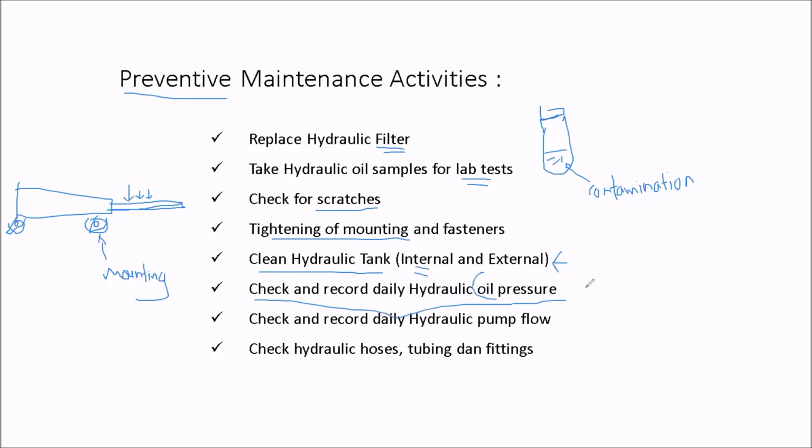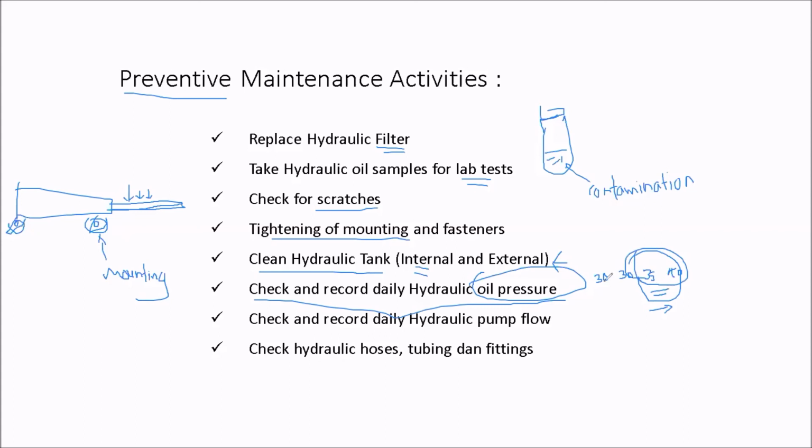You need to check oil pressure every day. So let's say you measure, maybe the first day you get 30 bar. Second day you get 30 bar. Third day maybe you get 35 bar. And then the fourth day you get 40 bar. There's something wrong here. The pressure is increasing. Whenever you notice this, you should troubleshoot the system to check why the pressure is increasing.